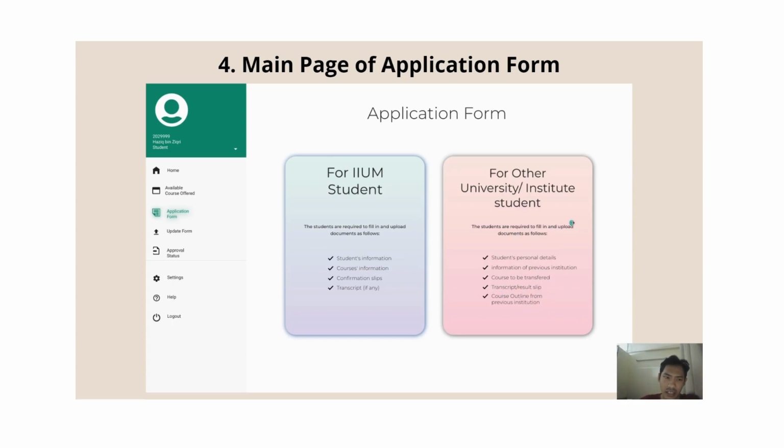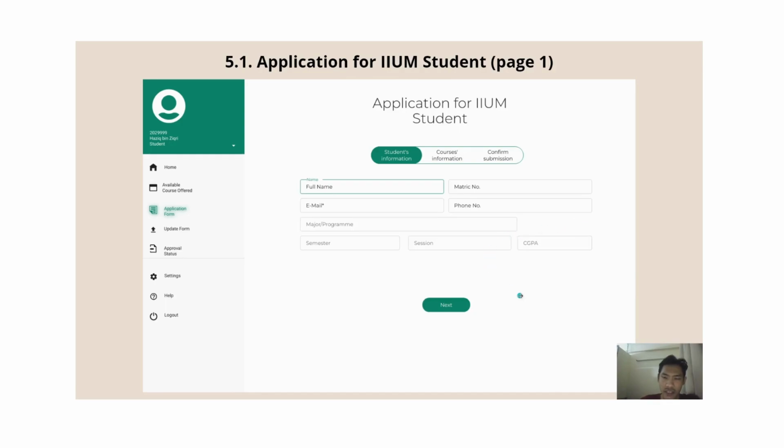Okay, next, if the student chooses the application form for the local student, it will be the left side card. The first page of the application form for the IIUM student is here, the student information. They have to fill in some personal details like name, matric number, email, phone number, major program, the current program, which semester, which session, and also the current CGPA.